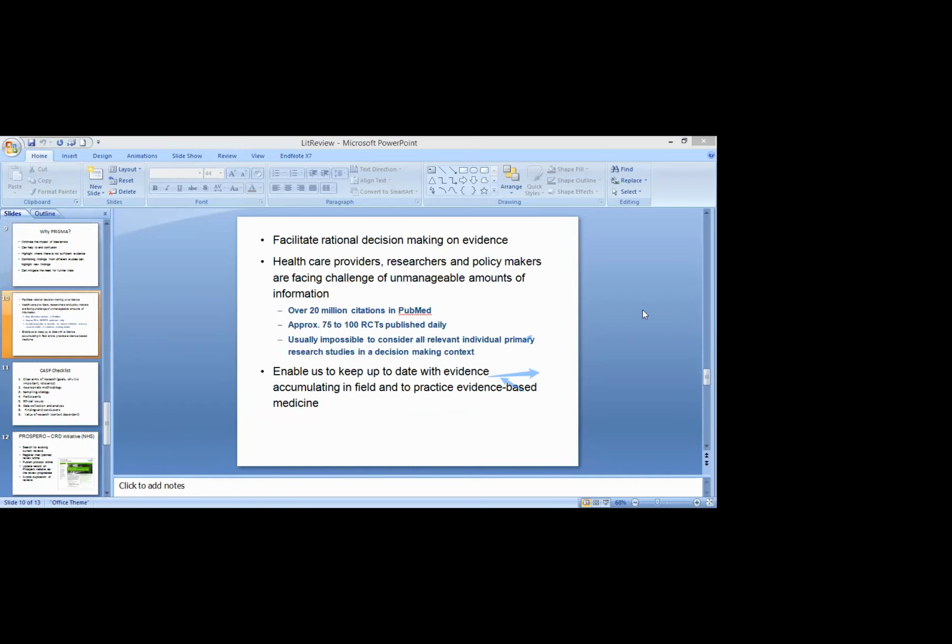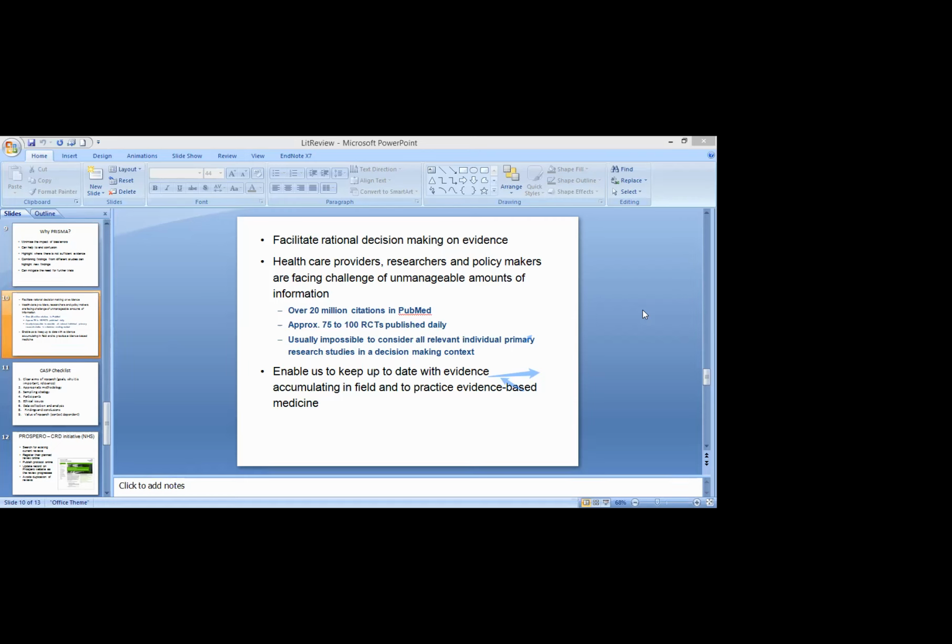Okay, if I summarize it, it is like facilitating rational decisions that are always and always based on evidence. Healthcare providers like us, researchers, and policymakers are facing the challenge of an unmanageable amount of information. For example, over 20 million citations are present in PubMed. Approximately 75 to 100 randomized controlled trials are published daily. It is usually impossible to consider all relevant individual primary research studies in a decision-making context. So there is an unmanageable amount of information.